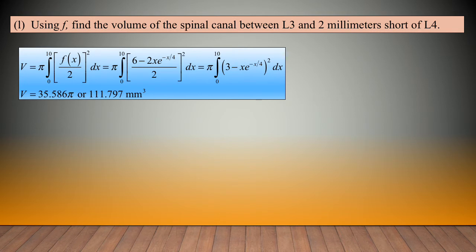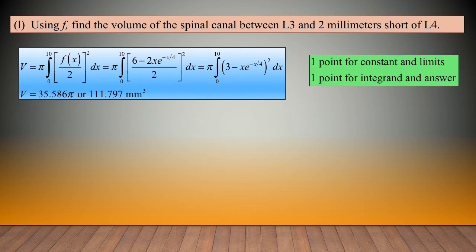And that is equal to pi integral from 0 to 10 of 6 minus 2x e to the negative x over 4 over 2 quantity squared dx, and we can divide out by 2 to get pi integral from 0 to 10 of 3 minus x e to the negative x over 4 quantity squared dx. We cannot perform this integration, so we use the calculator and we get V to be 35.586 pi, or 111.797 cubic millimeters. 2 points for this problem, 1 point for the constant and limits, and 1 point for the integrand and answer.